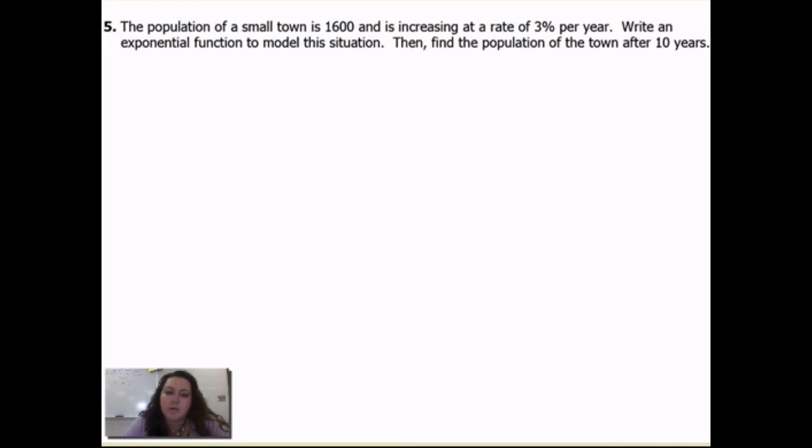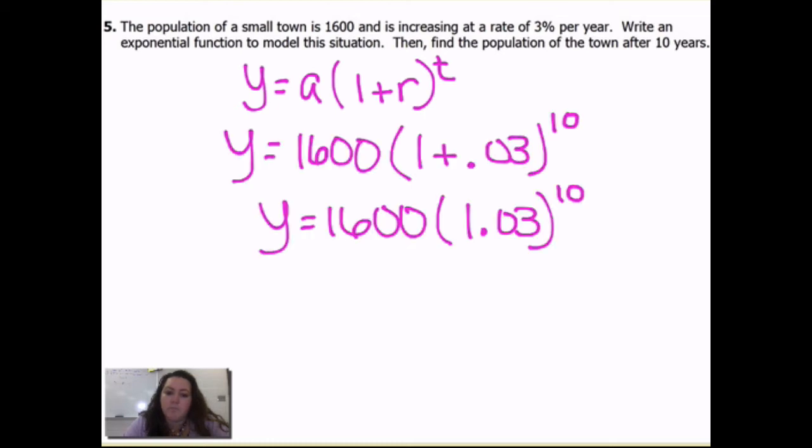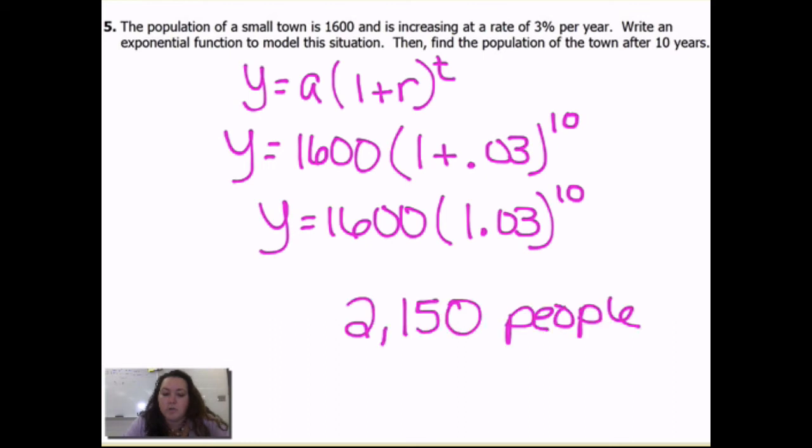Write an exponential function to model the situation, then find the population of the town after 10 years. Plug it into my function. My original amount was 1,600. My rate is 0.03, and my time is 10 years. Add, raise to the 10th power, multiply by 1,600. We get 2,150, and this is dealing with people, population.